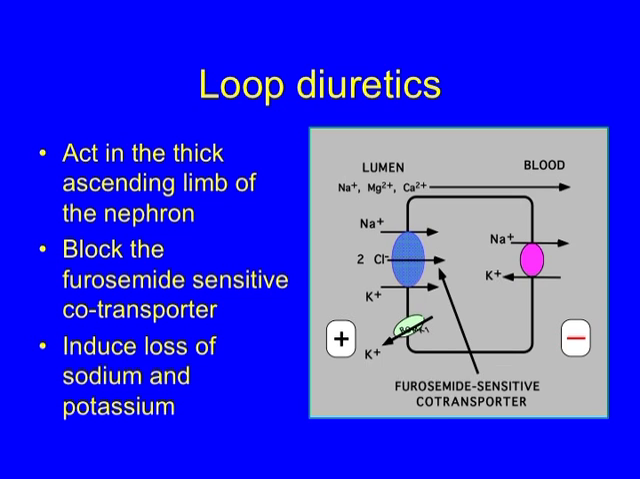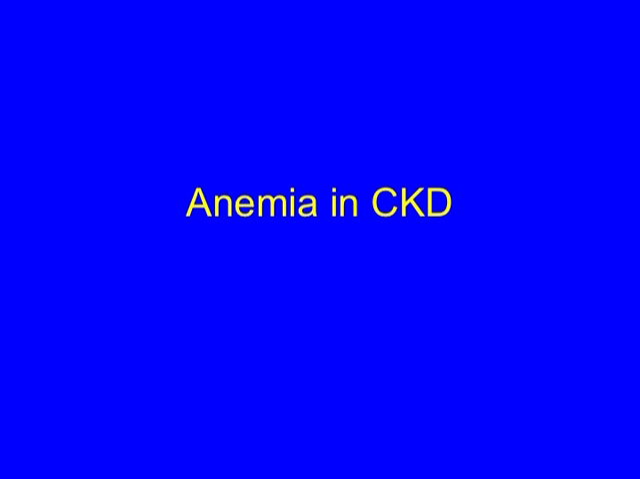Okay, so we're going to switch gears now and move to the third portion of the talk, which is going to focus on anemia in chronic kidney disease as one of the complications. So remember that I said that anemia typically becomes apparent usually at about stage 3 of chronic kidney disease to stage 4.